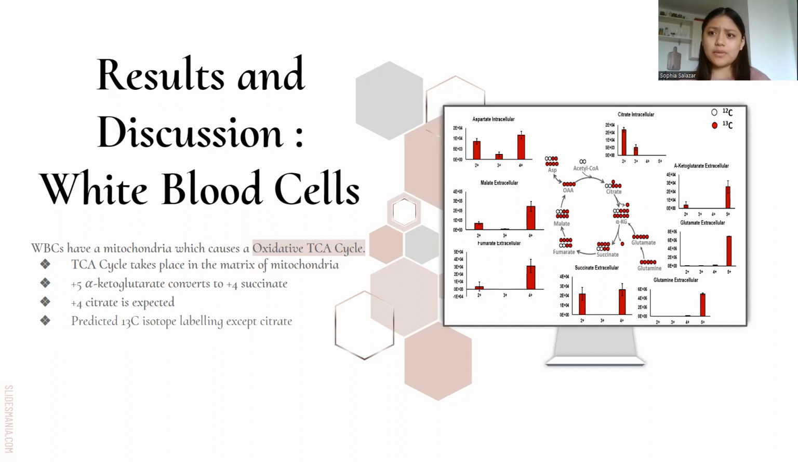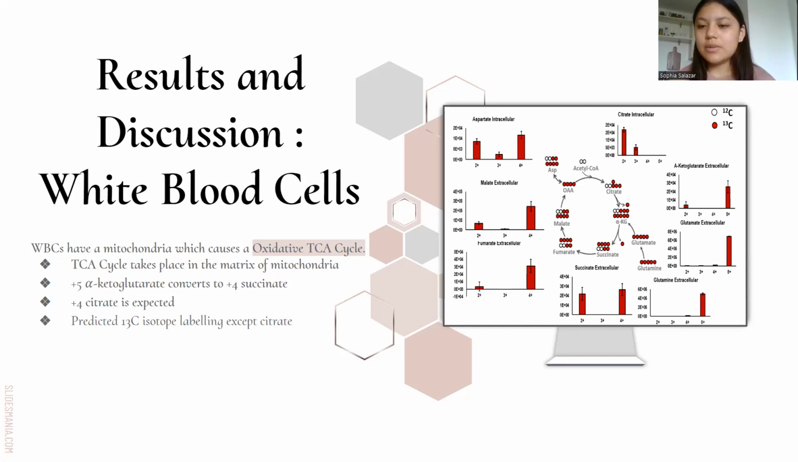For white blood cells specifically, I predicted that it will have an oxidative TCA cycle, as white blood cells do have mitochondria, and TCA cycles do rely on the matrix of the mitochondria to function. So that's why I predicted it would be an oxidative TCA cycle. Through the data shown in this graph, you can see that it is undergoing an oxidative TCA cycle. One part that makes this evident is +5 glutamine, +5 glutamate, and +5 alpha ketoglutarate. And this shows that it's oxidative.